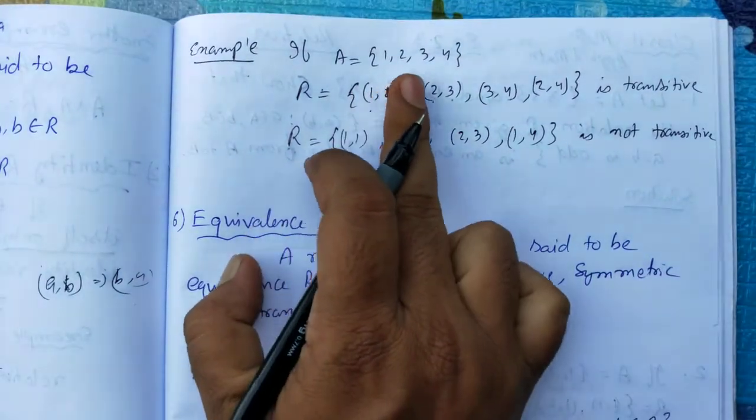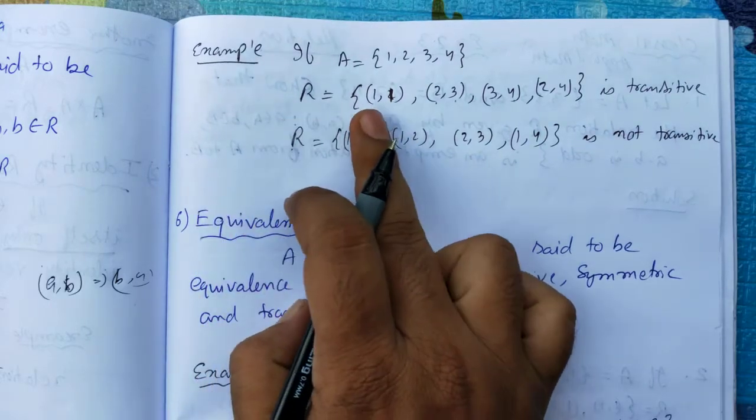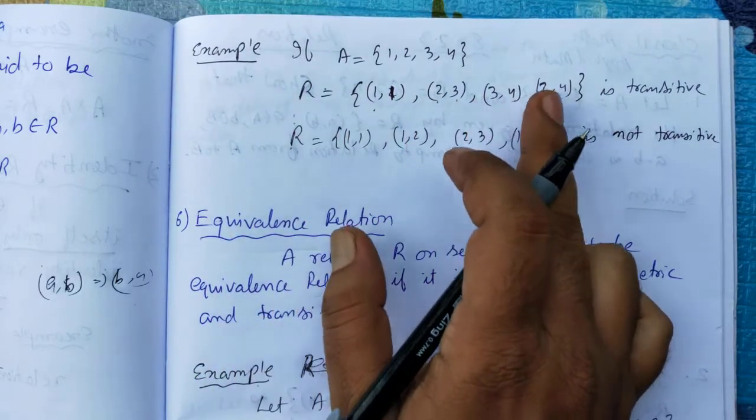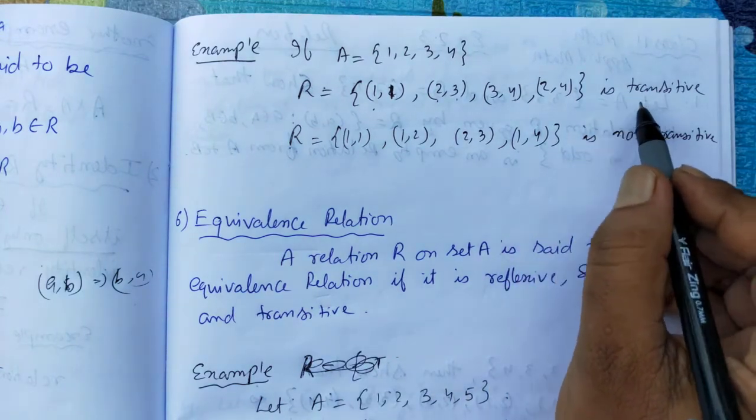Set A is given as {1, 2, 3, 4}. I'm writing the set relation as (1,1), (2,3), (3,4), (2,4). So is it transitive or not? Just check. Why is it transitive?